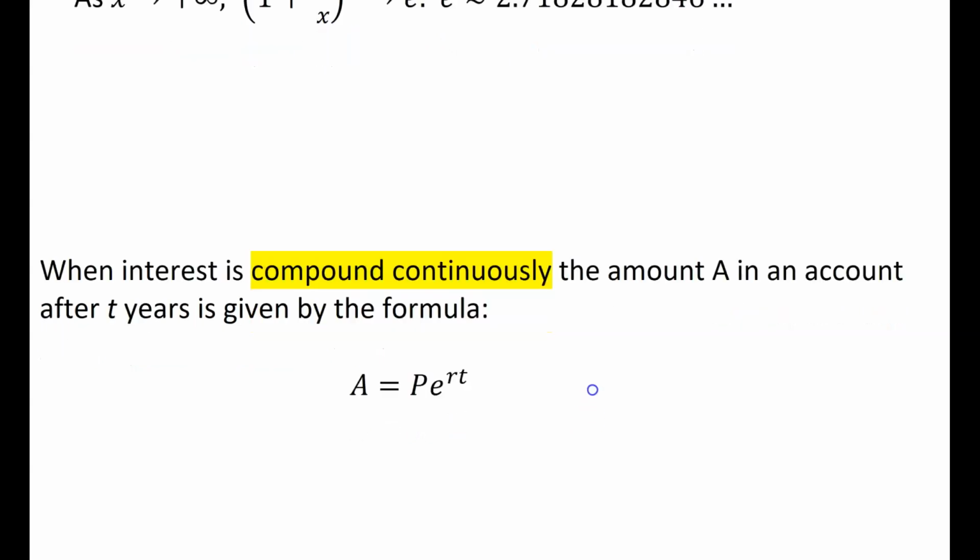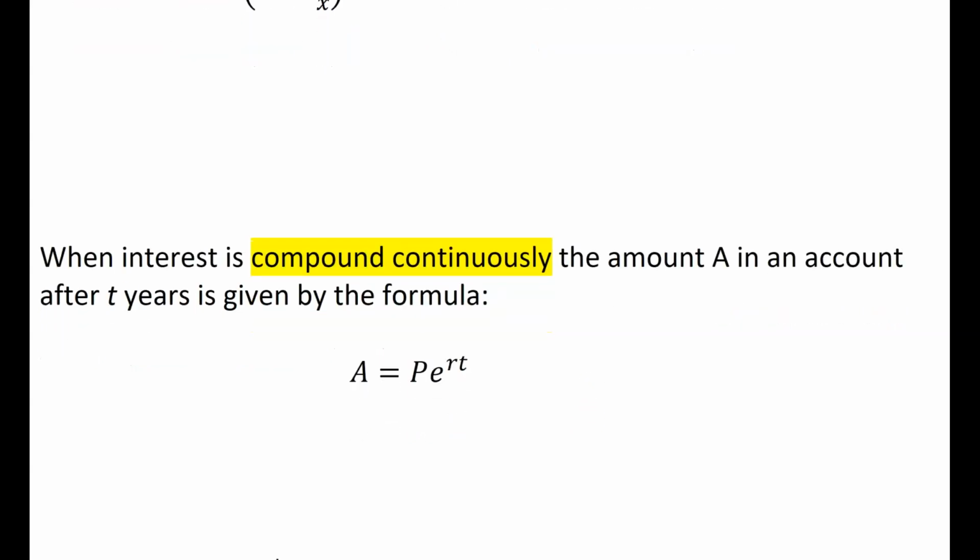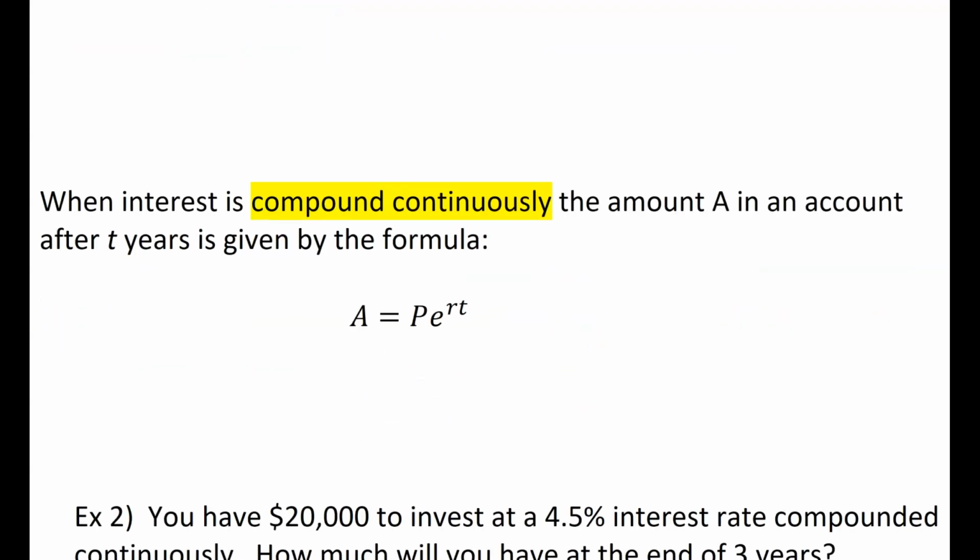Okay, so we do have a way to calculate when we compound continuously. All right, so when we're compounding continuously, we're not talking about like every second. We're talking about like every millisecond. It's constantly compounding. And so that formula is A equals P times E raised to the RT.